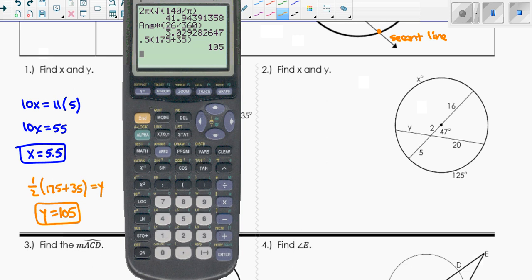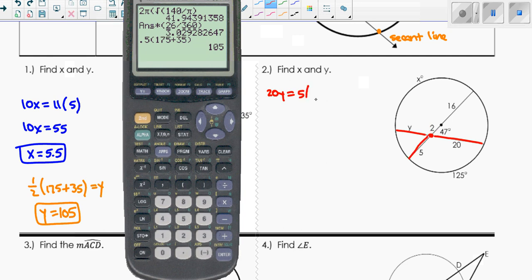Okay, and my next one, I again have 2 chords that are intersecting. They intersect at this point. So I have this line segment times this line segment, so y times 20 which is 20y, equals... All right, now we got to be careful on the other side. From that point, I have a length of 5.